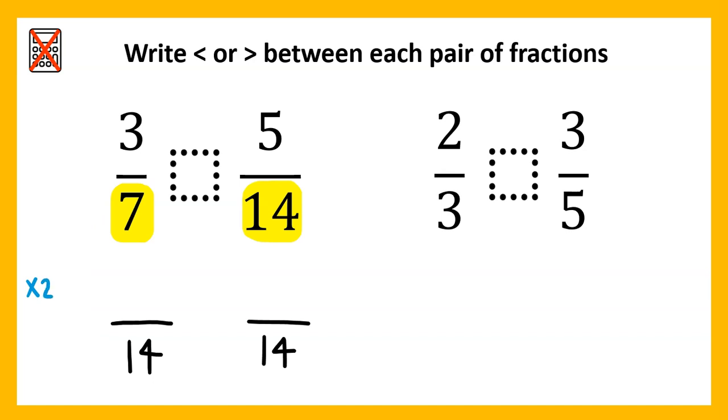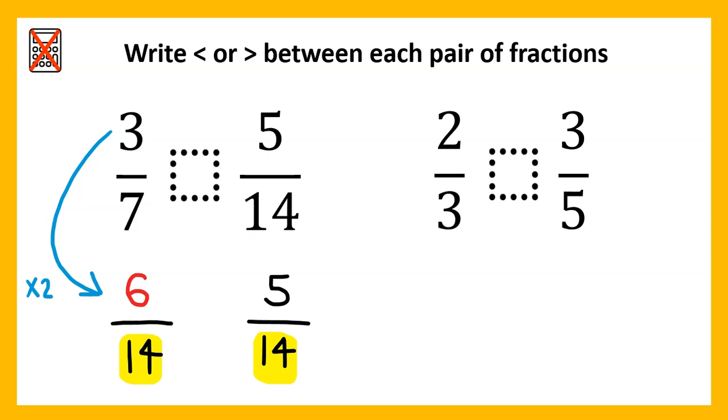Repeat the process for the numerator to find its equivalent fraction. 3 times 2 is 6. Now I can see when both fractions have a common denominator of 14, it makes it easier to see which one is the smallest or the largest by looking at the numerators. 6 over 14 is larger than 5 over 14, so therefore 3/7 is larger than 5 over 14.